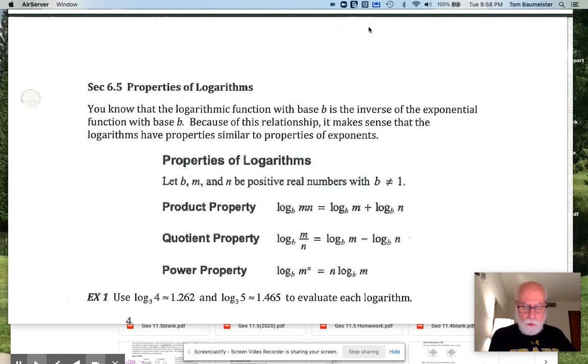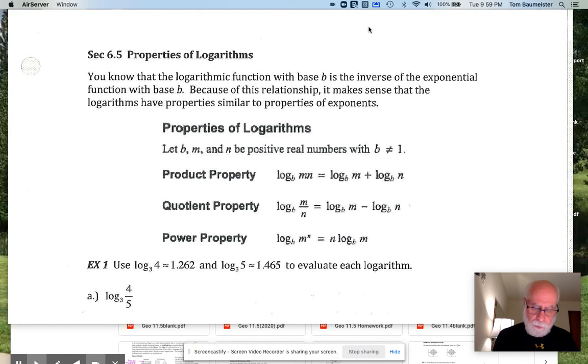So the product property says if I have two numbers, m and n, and I'm multiplying them, I can separate them and add them. Remember, when we're doing exponents, if the bases are the same, then we add the exponents. So we're kind of doing the same thing here, because remember, our base is b. Same thing with the quotient. Remember, with the exponents, if the bases were the same, then we could subtract them. Well, we're doing the same thing here.